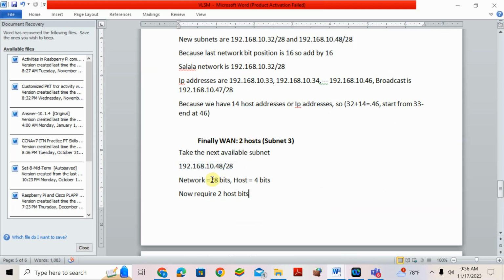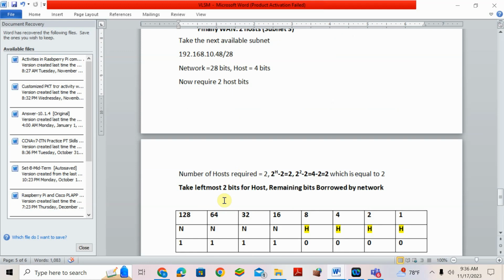So here network is 28 bits. Okay. Host is 4 bits. Now we require 2 IP addresses or 2 host addresses. Okay. So number of hosts equals 2 power h minus 2 equals 2. So 2 power 1 is 2, minus 2, 0. Not possible. So take h equal to 2. 2 power 2 is 4, 4 minus 2 is 2. This is the best one.